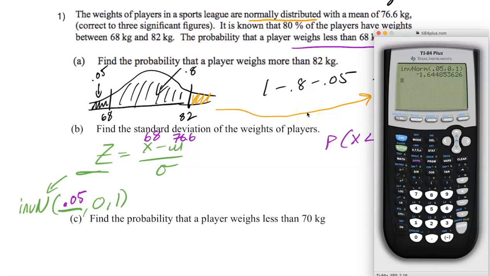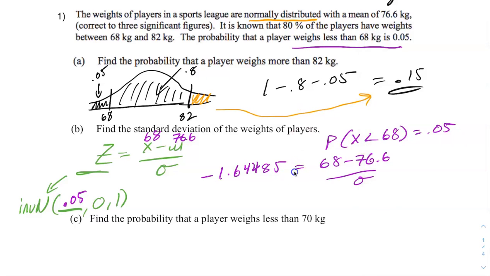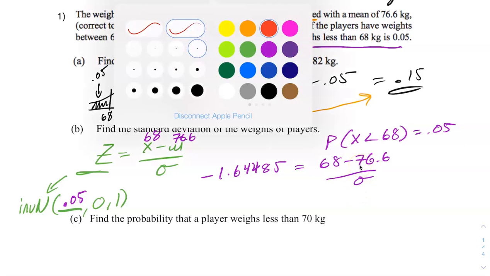So here I have negative 1.64485 equals 68 minus 76.6 over sigma. I should do some math here. So 68 minus 76, that's going to be negative. Well, first, we could get rid of the sigma. I have an ugly fraction here. Let's get rid of the fraction first.